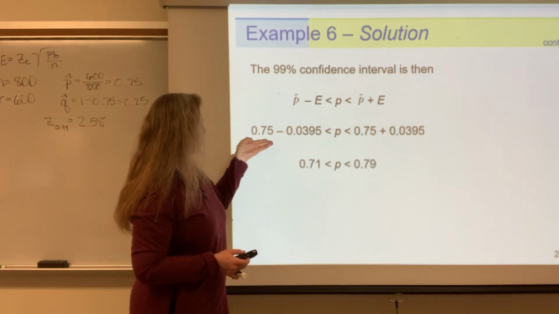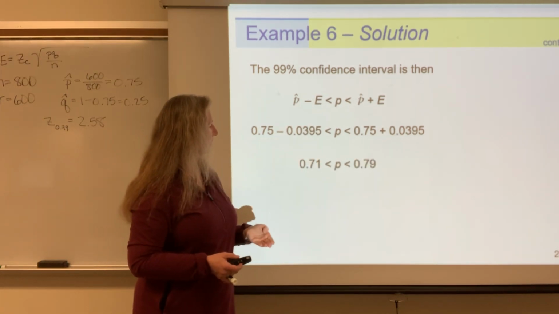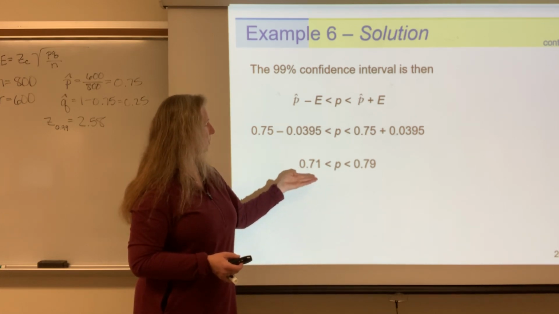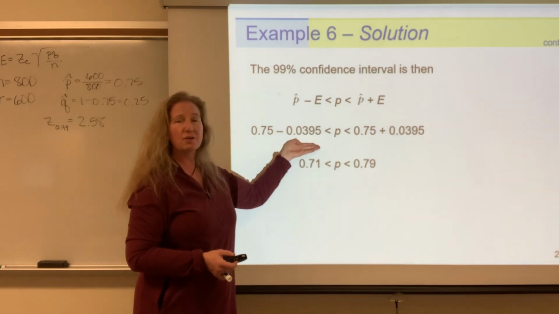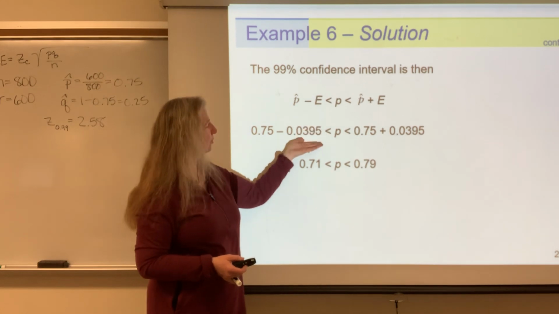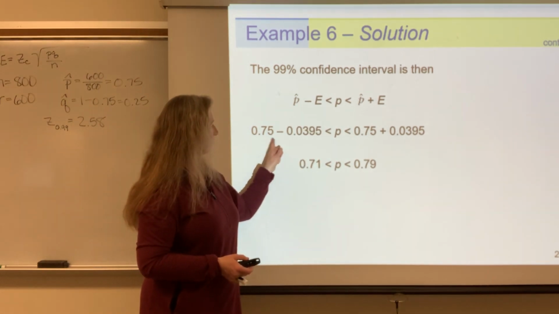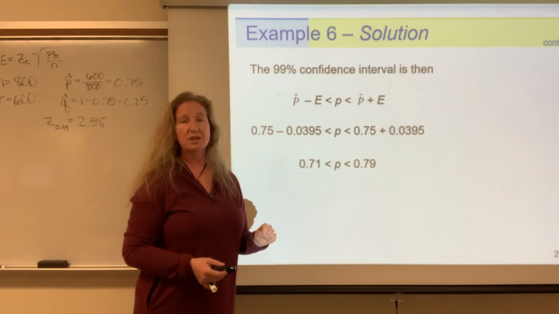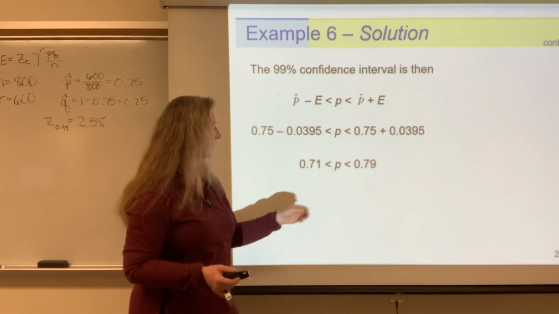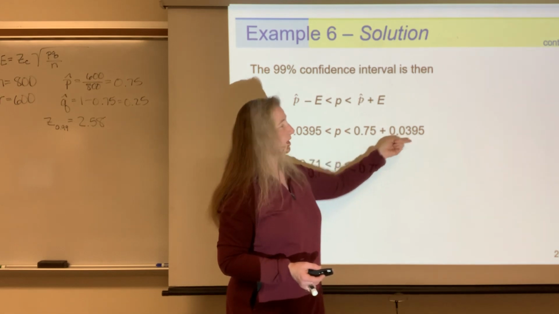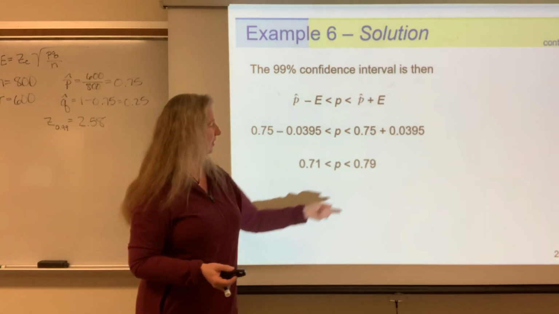So I have 0.75 minus 0.0395 is 0.71. And you're going to ask, how much do I round? In a perfect world, you wouldn't round at all. But since we're adding and subtracting, as long as you get more than 2 decimal places, we're okay. You can get past that. 0.75 plus 0.0395, so 0.79.